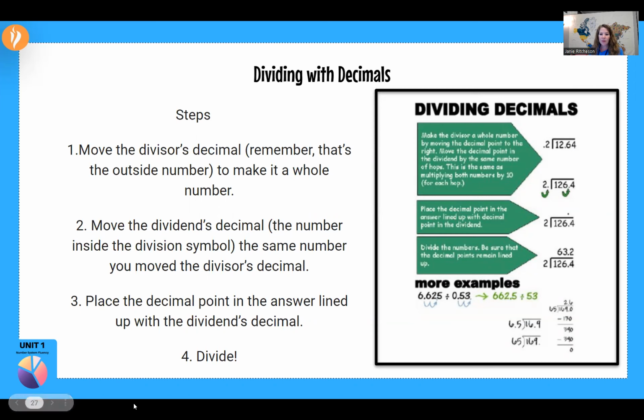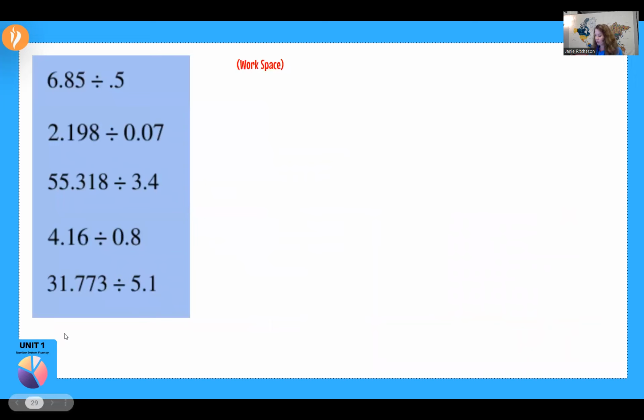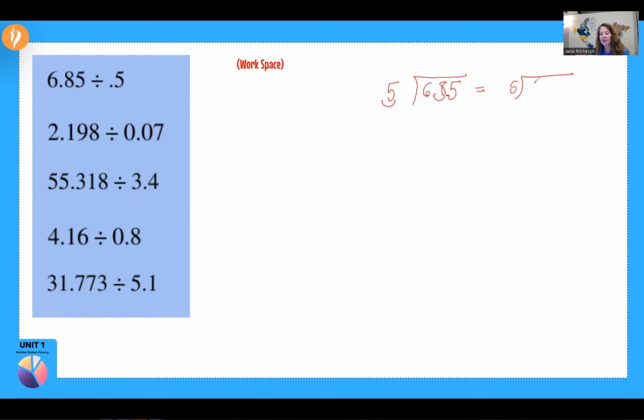But just remember, the biggest thing to remember is the divisor, the number outside the decimal box, must be a whole number. However many places you move that decimal outside the box, you move it inside the box. All right, so here are 1, 2, 3, 4, 5 math problems. So you guys go ahead and pause the video and work these out and then come back and check your answers. Just remember, the divisor must be a whole number, which means we're moving this decimal one place to the right. We're going to do the same inside, which means really our division problem is 5 into 68.5.